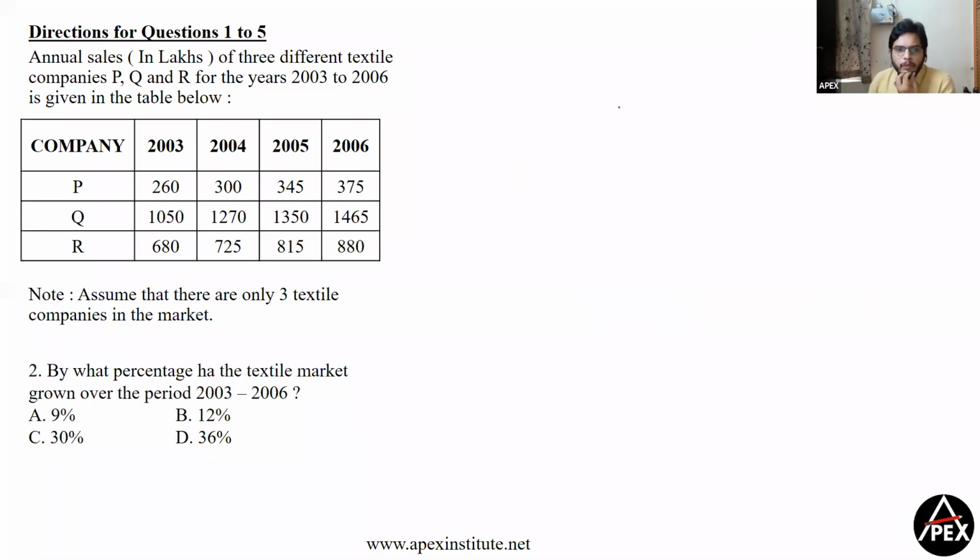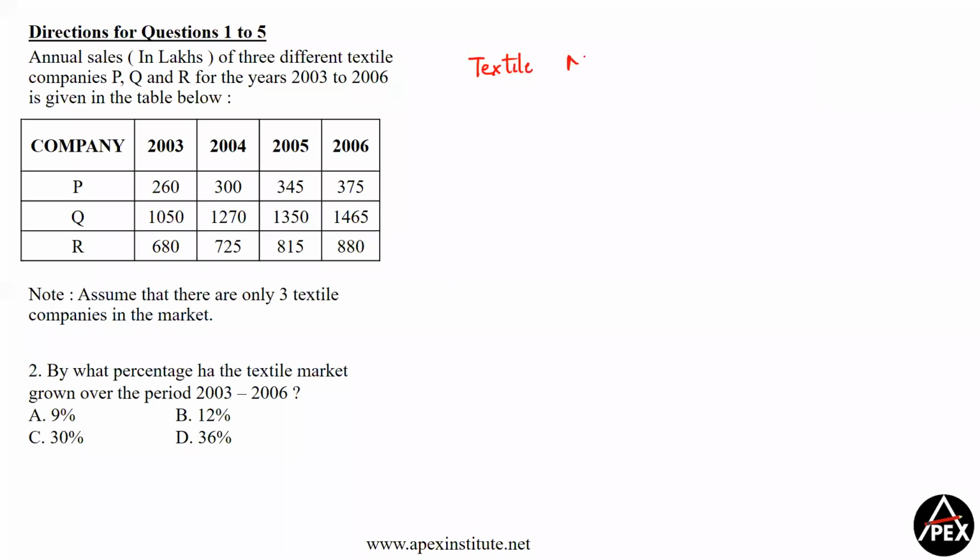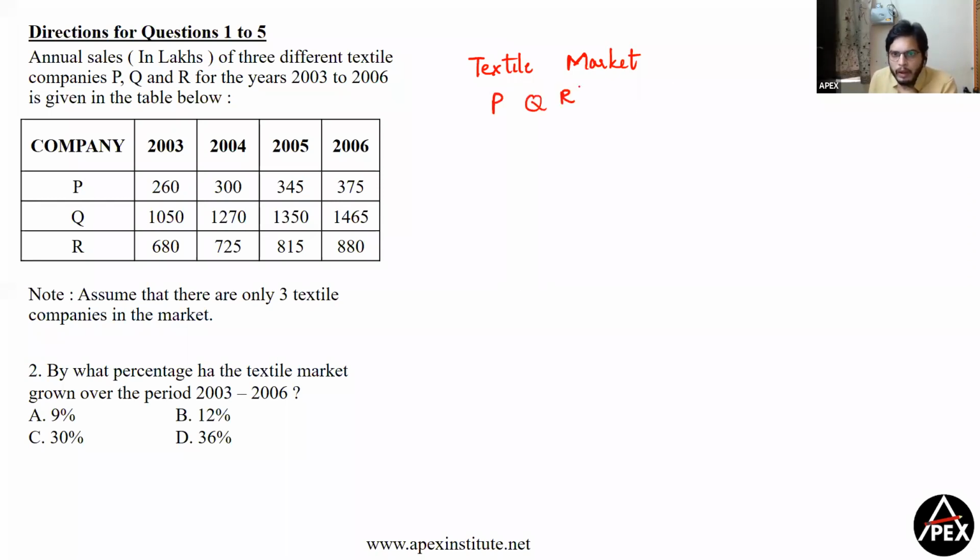Now by what percent has the textile market grown over the period 2003 to 2006? So here he is talking about the textile market, the complete textile market. So how many companies do we have in this textile market? Only 3. It was given in the question that you only have P, Q and R in the textile market, isn't it?